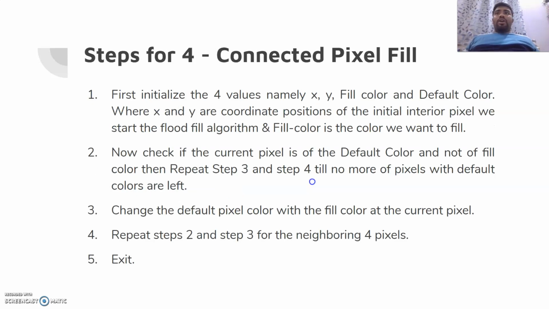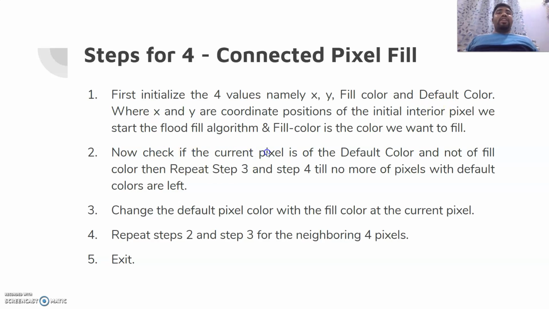So the algorithm, how it works, we first initialize the four main important values. That is the XY coordinate from where we are planning to get started, and this should be inside the region. Then we want the fill color, that is the color that we want to paint, and then we want the default color. Default color is what? It is something that we are planning to replace.